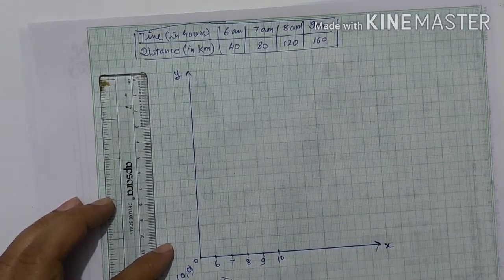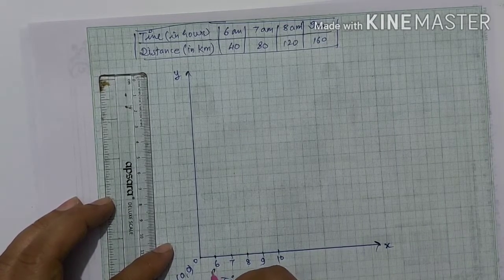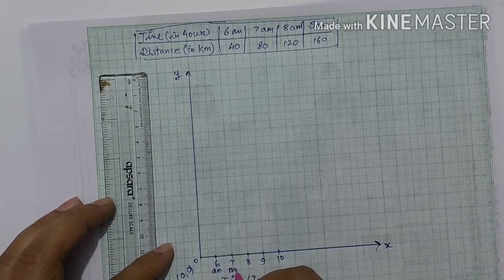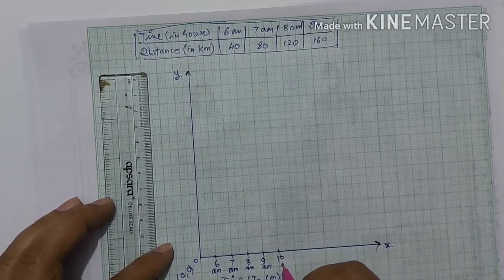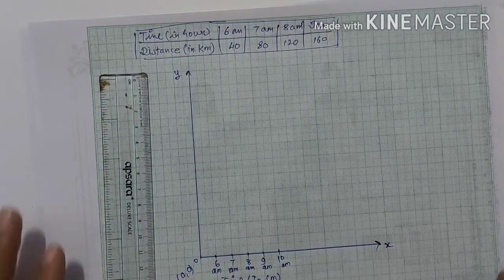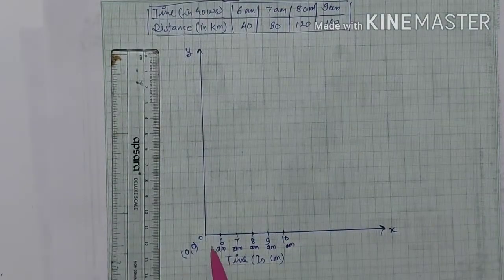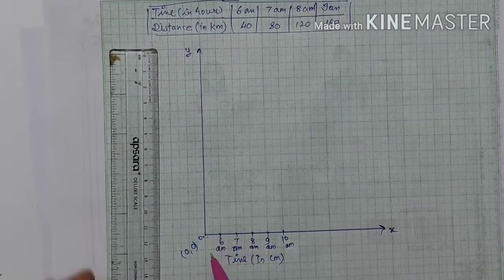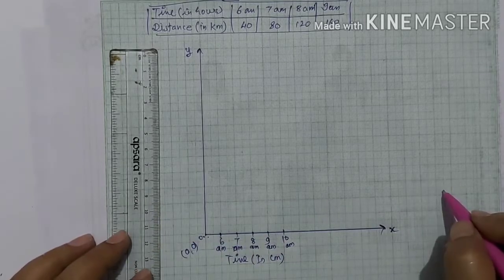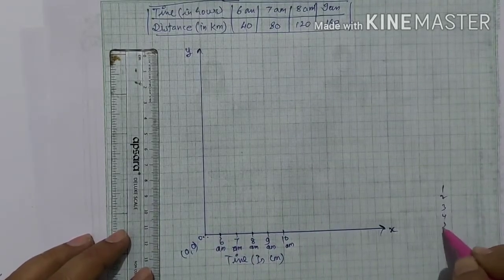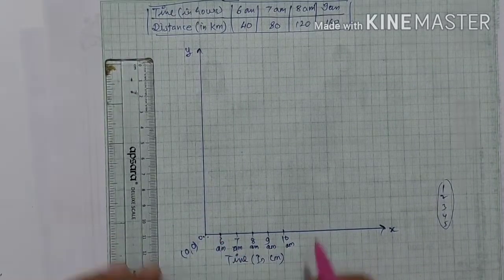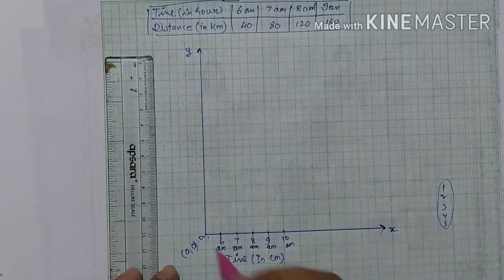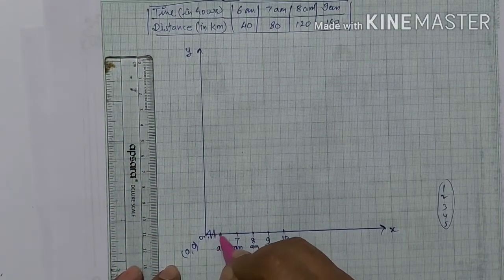Here we will write the time. 6 a.m., 7 a.m., 8 a.m., 9 a.m., 10 a.m. They will start from 0 to 6, 1, 2, 3, 4, 5. The numbers are not shown here, so they align and you show a merging line.